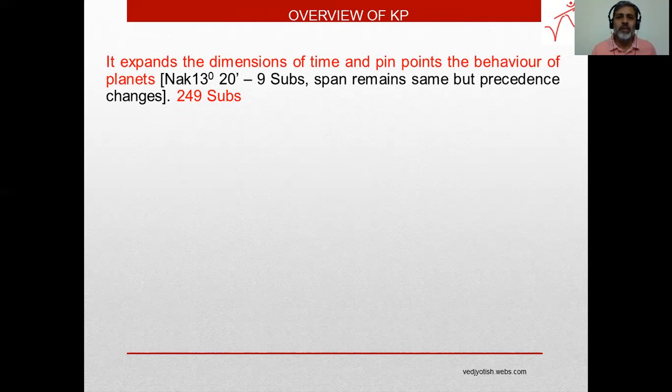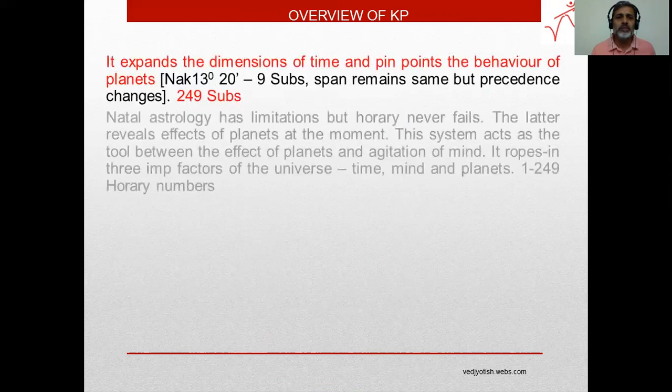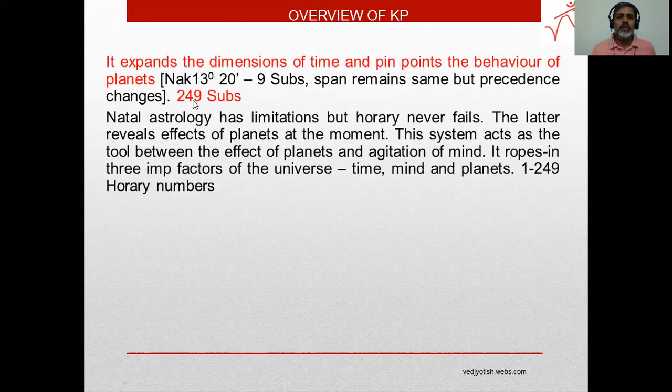Now, just imagine that from 30 degrees that one had been using in the traditional astrology, we have moved down to 40 minutes of span of a sub of Sun. So that is the kind of precision that we are talking in this system. And this number of 249 is a very, very strong tool in the hands of an astrologer who uses horary astrology for reading of the charts.